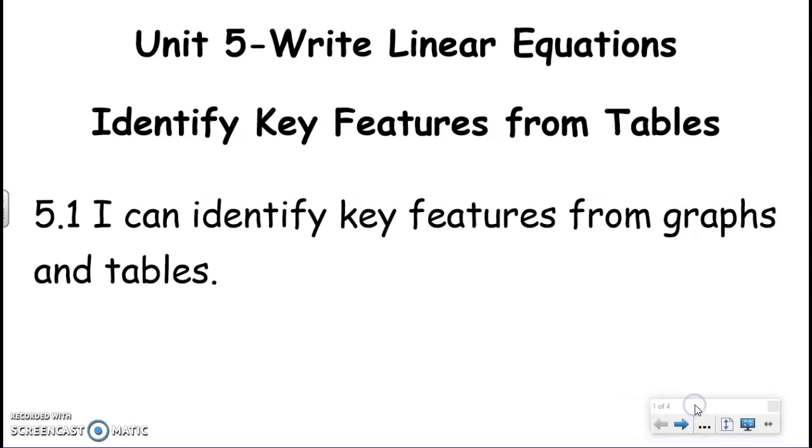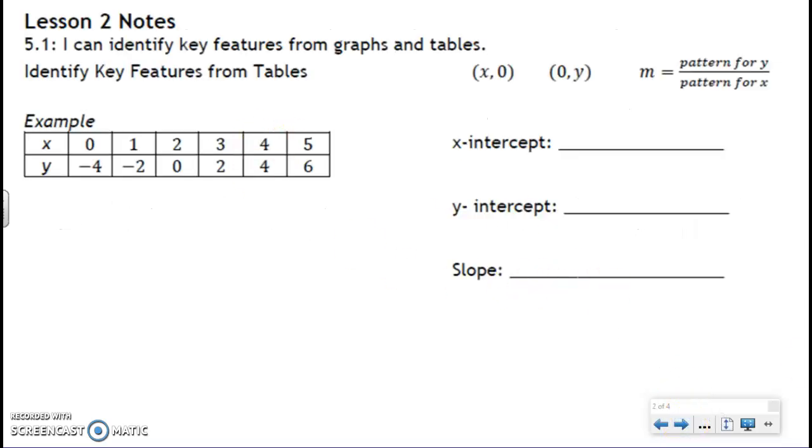Good morning. Today we're going to continue talking about key features, but we're going to look at key features specifically from tables instead of from graphs today. Just kind of a review. When you're doing key features, you have an x-intercept, which is a number, comma 0, and a y-intercept, which is 0, comma y. So you're going to plug numbers in for x and y.